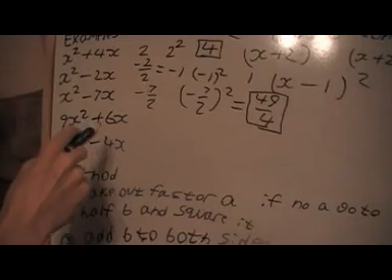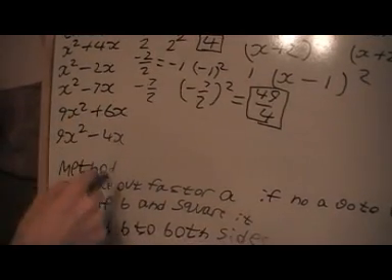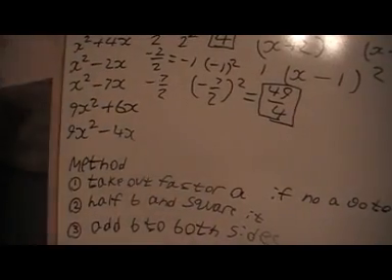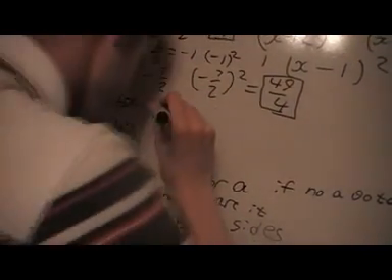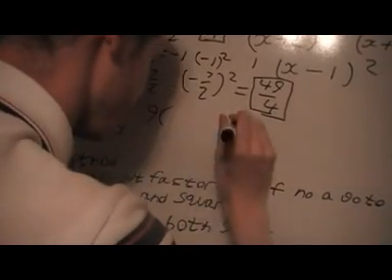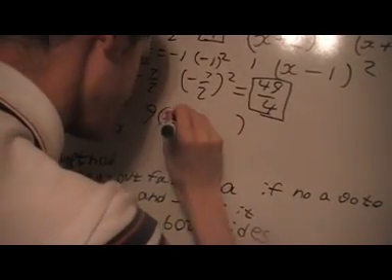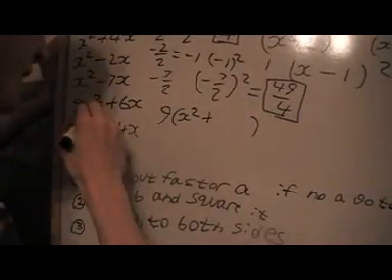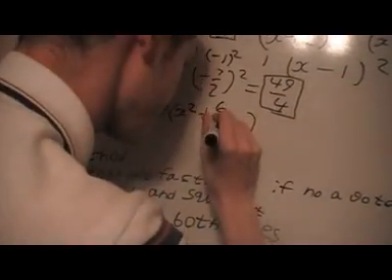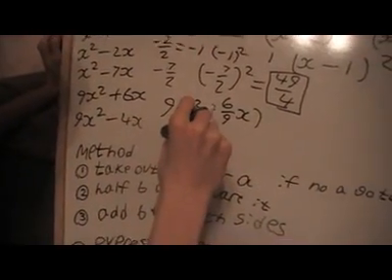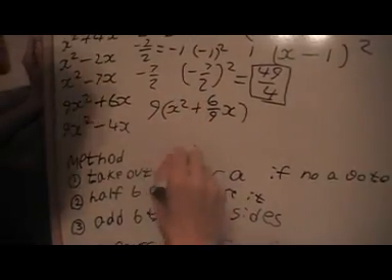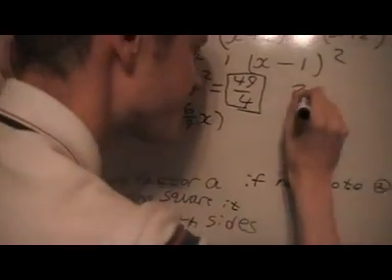Right, now here's the nasty one. Nasty ones where we'll have to take out the factor. Let's see if I've got enough room. 9, now I've got x squared. I'm going to divide this by 9, so I get 6 ninths x. And then I can simplify that, so that's 2/3 x.